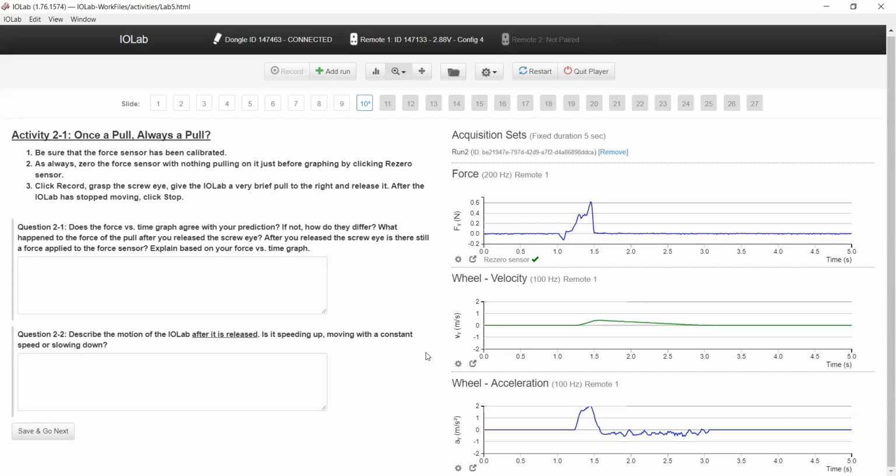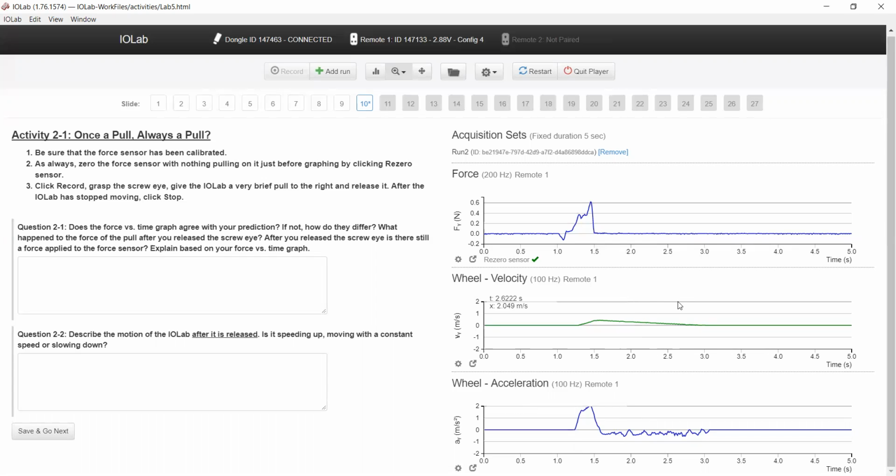So does the force versus time graph agree with the prediction? Force versus time, we said this will be positive, and then it will go back to zero. When we release it, it was positive for some time, and then it went back to zero. For the velocity, we pulled it and then left it here, and then you can do the analysis after.